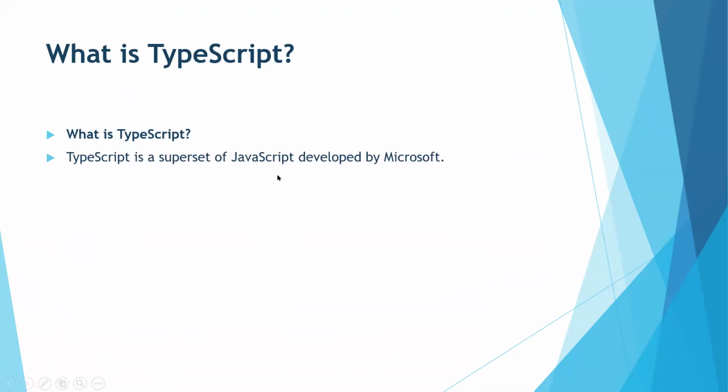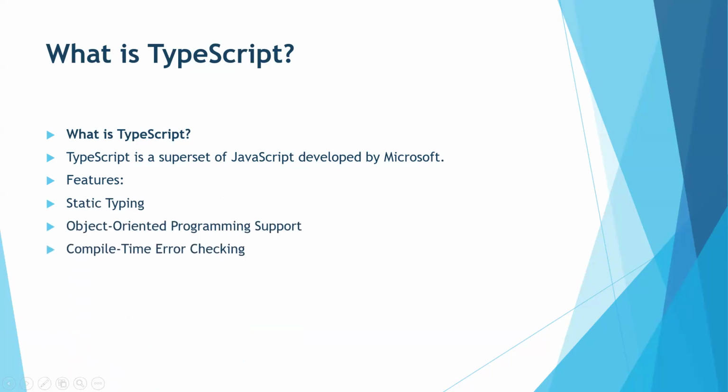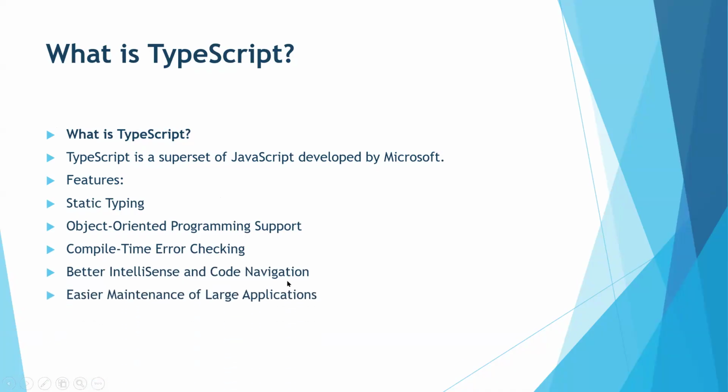TypeScript is a superset of JavaScript developed by Microsoft. Superset means JavaScript features are there and some advanced features are also provided for TypeScript. There's a reason it is more famous: static typing, object-oriented programming support like objects and classes, compile time error checking so we can identify errors in the early stages, better IntelliSense and code navigation, and easier maintenance of large applications.